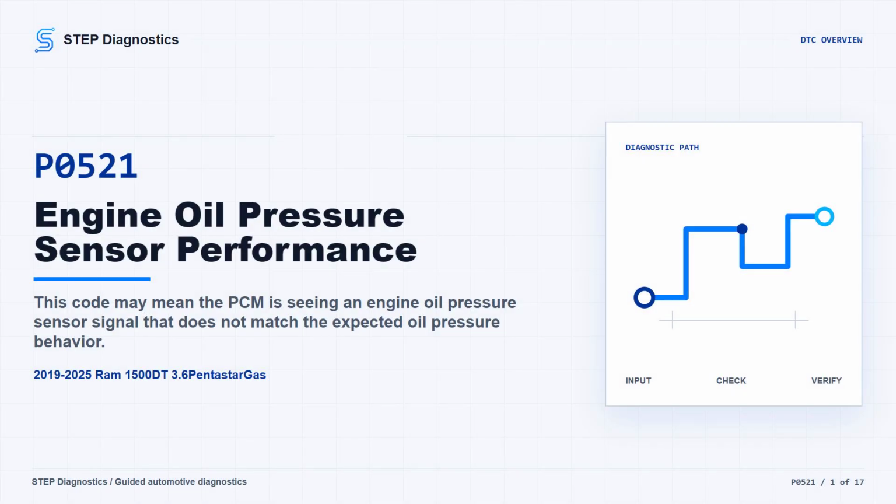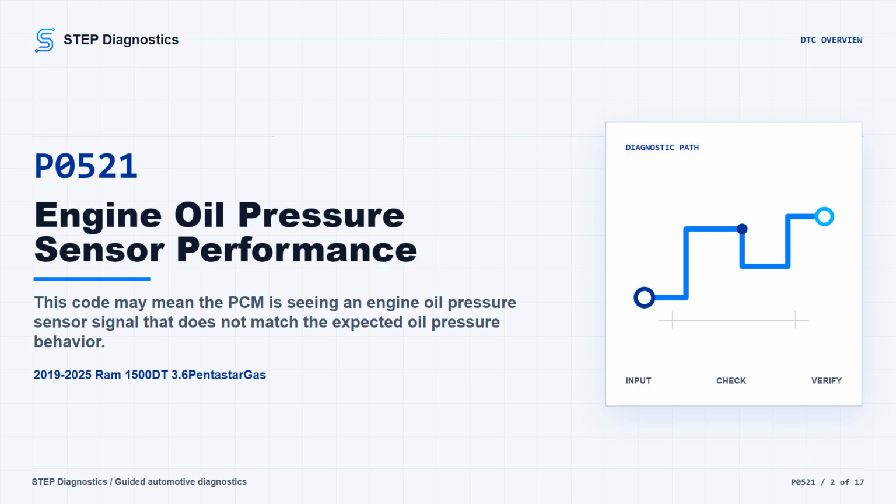On this Ram 1500 with the 3.6 Pentastar, P0521 means the PCM is seeing engine oil pressure sensor performance that does not line up with what it expects. The MIL may be on, and depending on what is really happening, the truck may have an oil pressure warning, an abnormal oil pressure reading, or no obvious drivability complaint. The broad fault areas can include the oil and engine mechanical condition, the oil pressure sensor circuits, the sensor itself, or, after the rest of the path is proven out, the PCM.